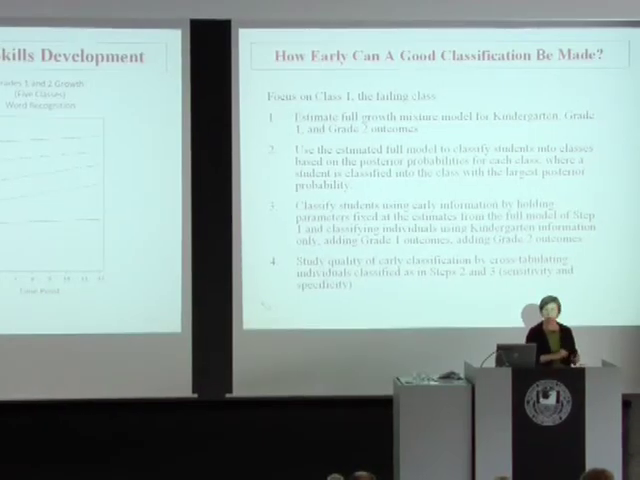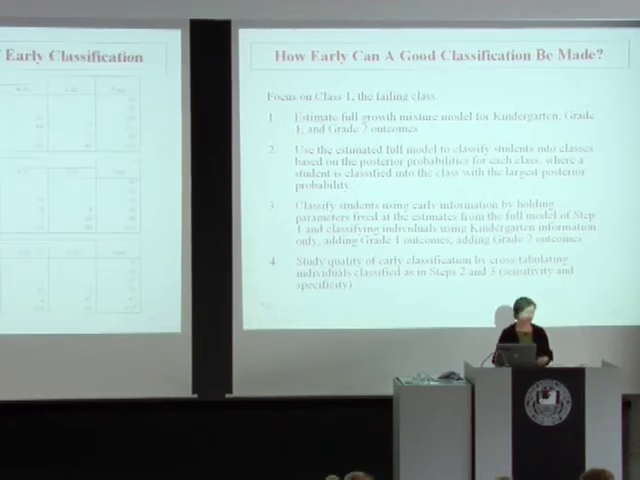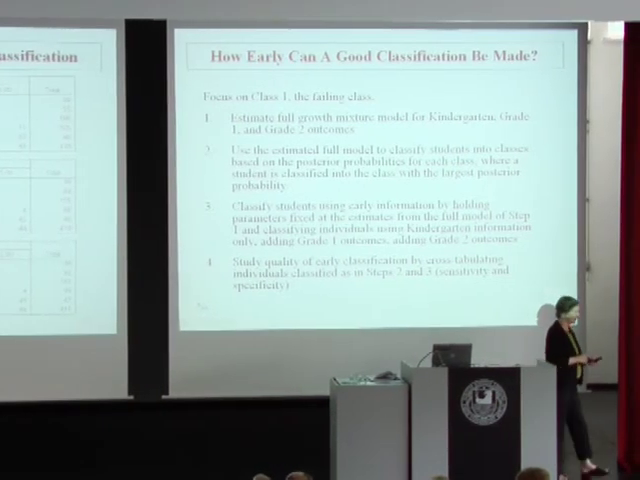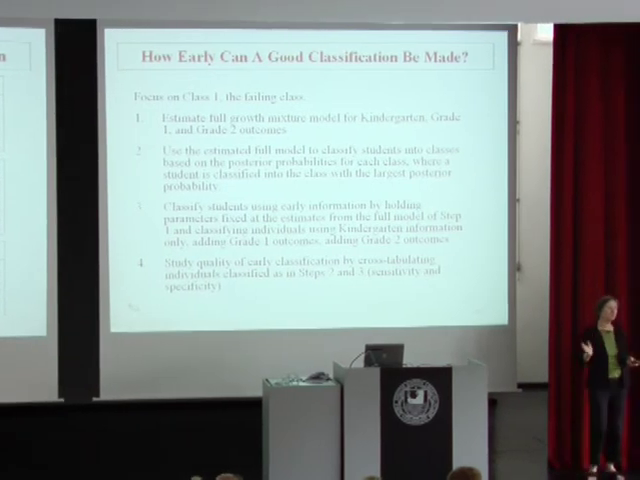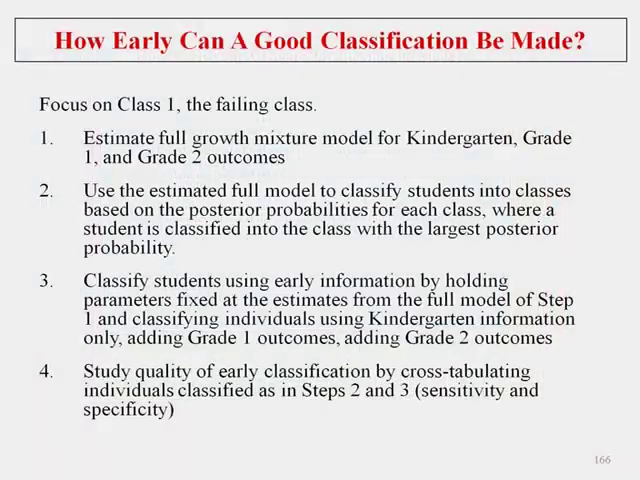So the way that we do this is I think I'm going to put this over here so I can go back and forth. But we're focusing on class 1. So the input for the model that I showed you, we estimate that. So the first step is to estimate the full growth mixture model for kindergarten, grades 1 and 2. So we estimate the full model. And the second step is to get most likely class membership from that model.